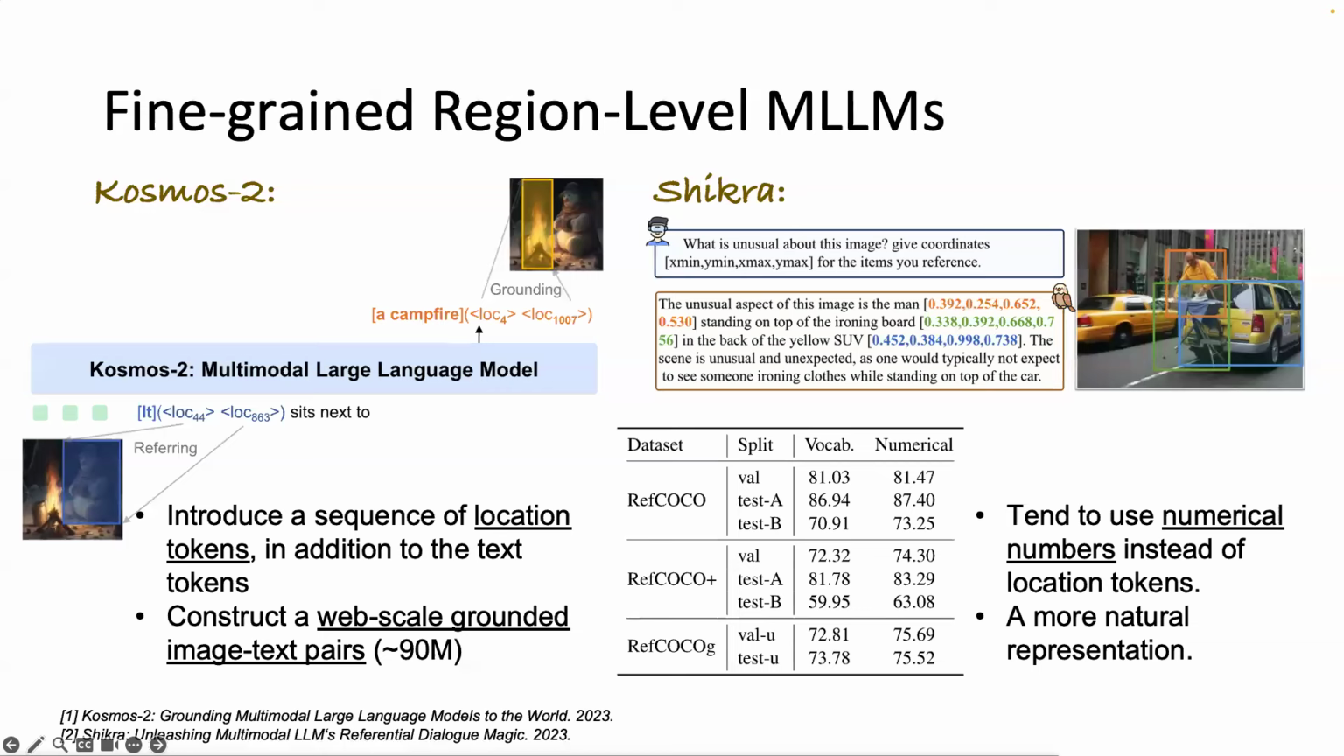They find that if you just directly use the numerical numbers, it will not decrease the performance. Because we don't have additional vocabularies to be learned, you can just directly use the numerical numbers. That can save you a lot of training time, and you don't need to construct web scale grounded image text pairs. They also generate some more elegant representations.